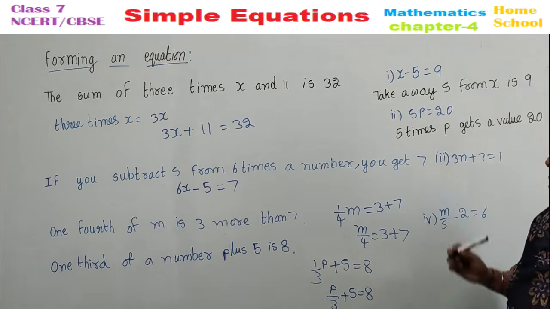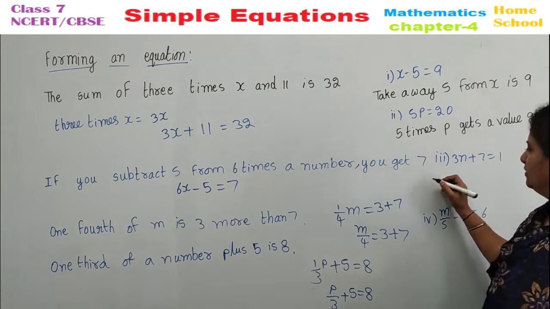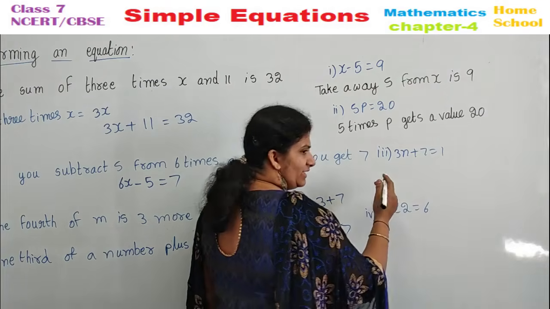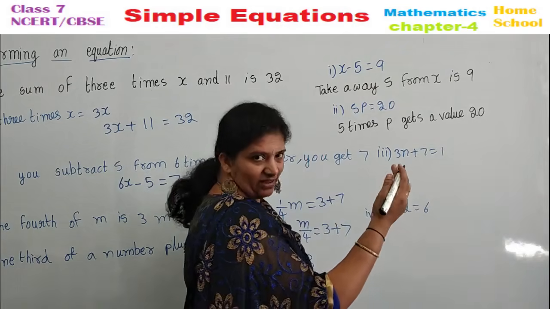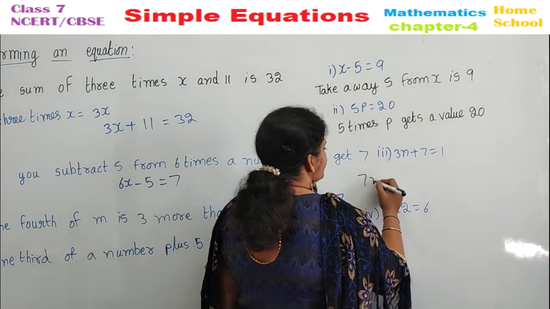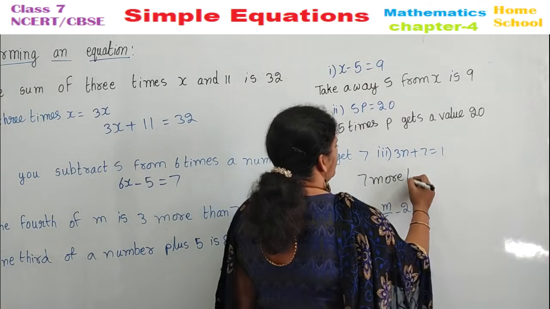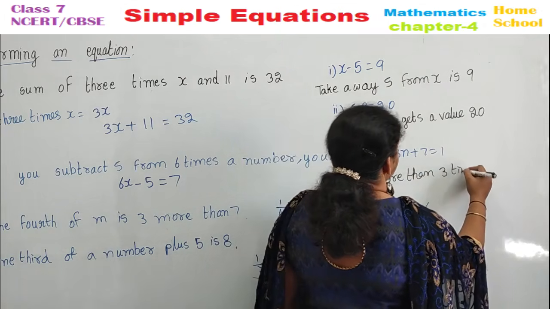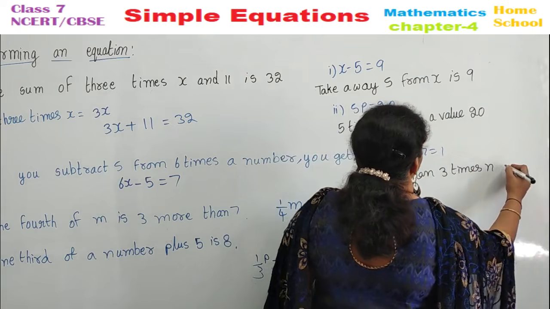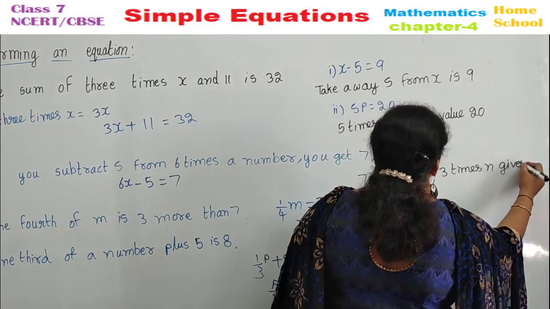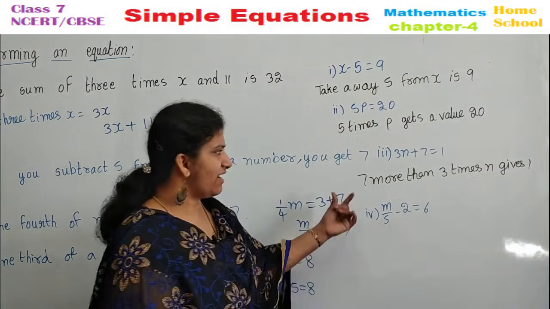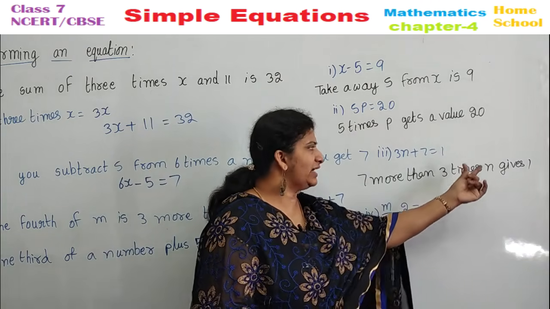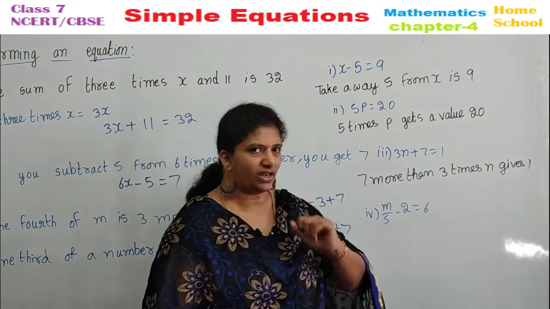3n plus 7 is equal to 1. How can we write this? Plus 7 there. I write here 7 more than 3 times n gives a value 1. 7 more than 3 times n gives 1.